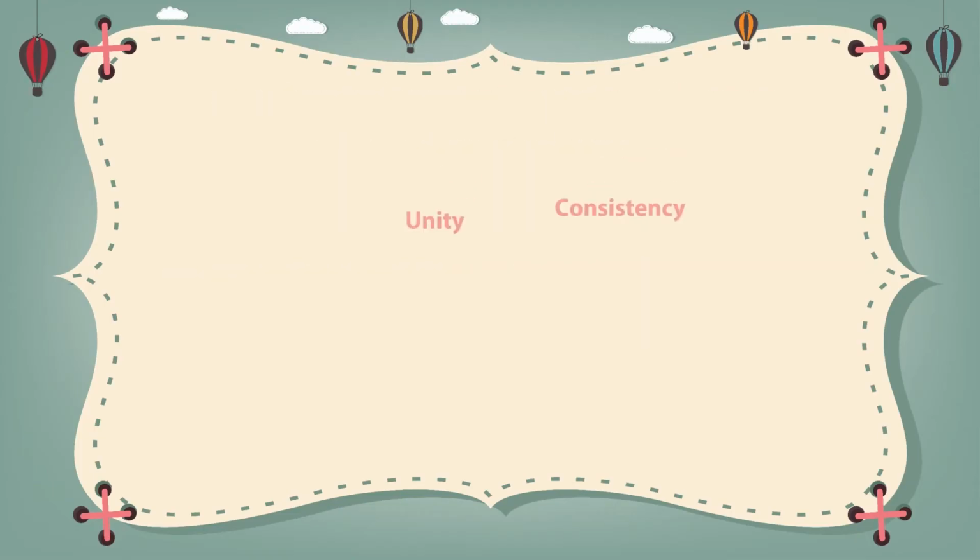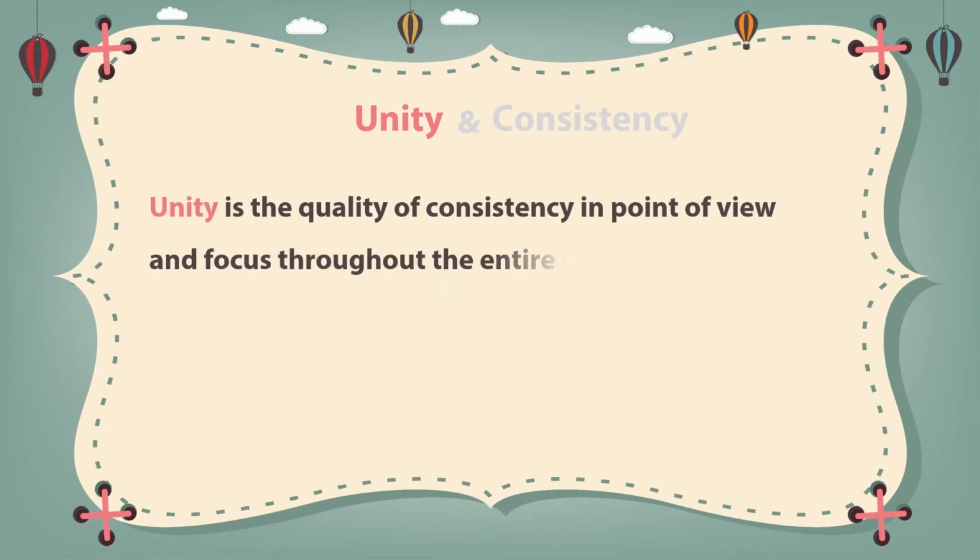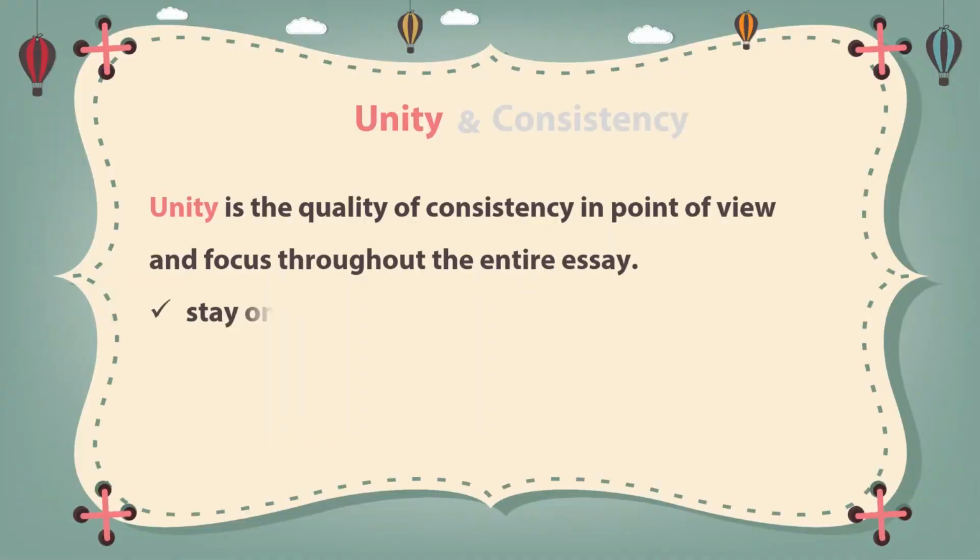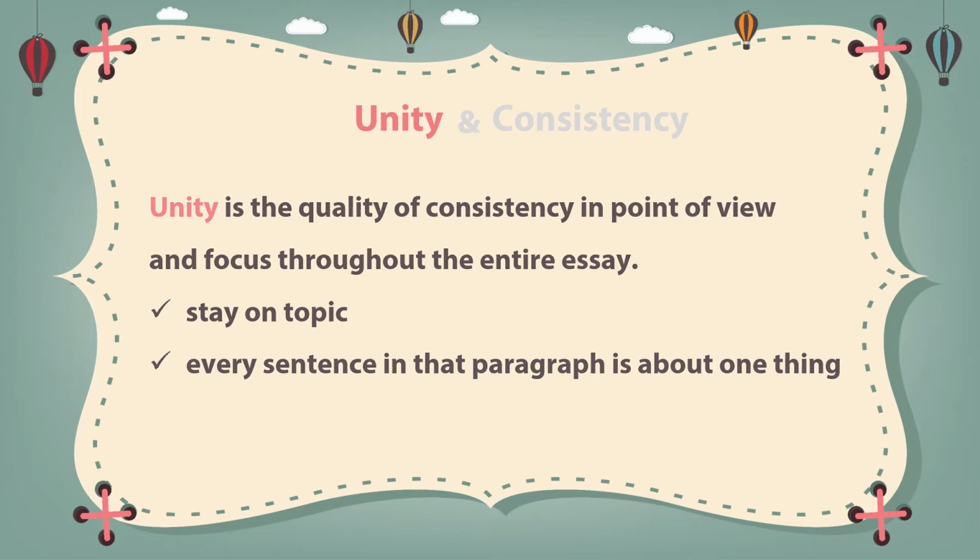But I believe now that we can give the definition that the book has given us for unity. It says, unity is the quality of consistency in point of view and focus throughout the entire essay. So yes, as I said before, each paragraph should be consistent with the main idea or the main topic of your research, but also each sentence should be unified with the rest of the paper, should be consistent with what you're writing. Unity means staying on topic. Yes. Every sentence in one paragraph is about one thing.